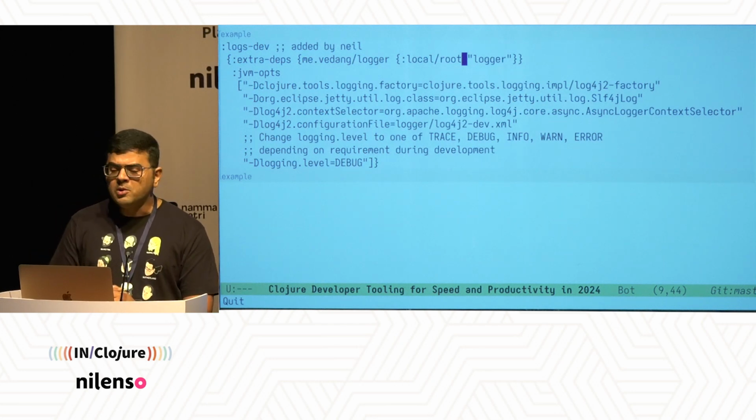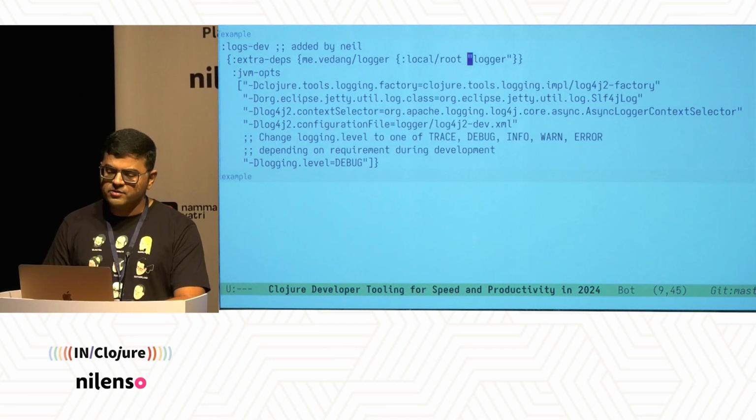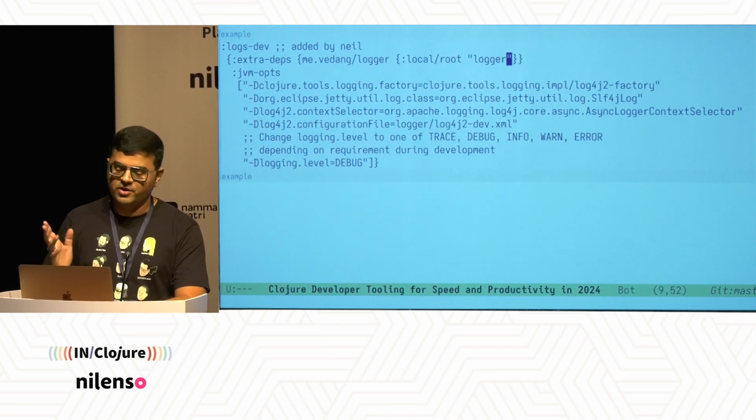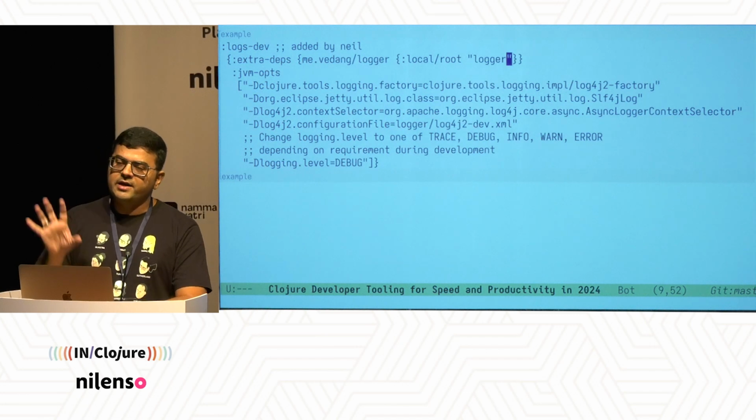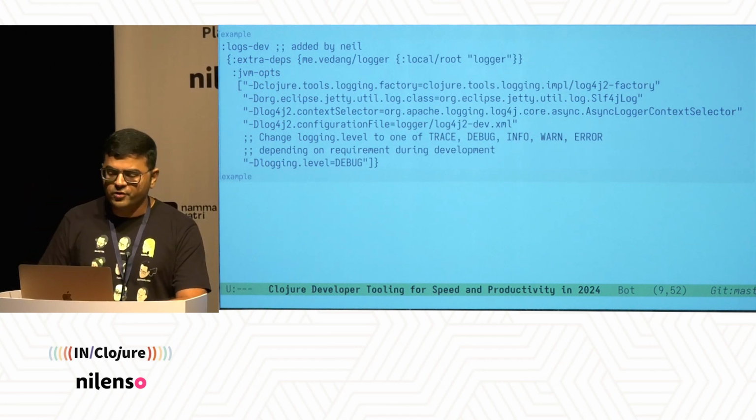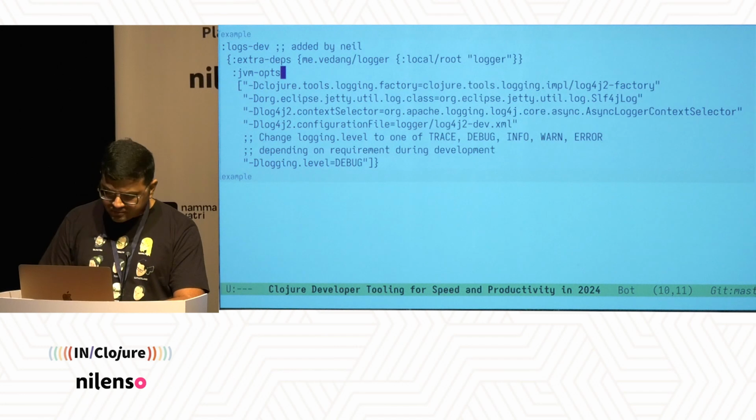It's quite powerful. So what this means is that there is a folder called logger, which should be treated as a library or an application, whatever, as a library in this particular case, and load that and make the code available for that. It will have its own deps.edn and stuff like that. And these are the JVM options for logging that I have figured out and that I want.